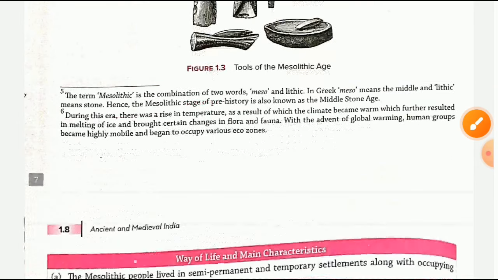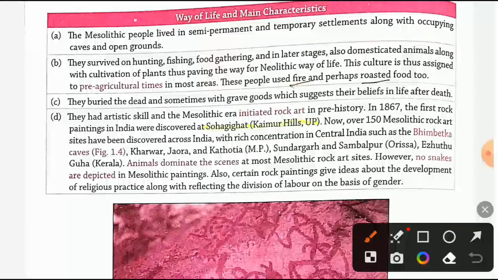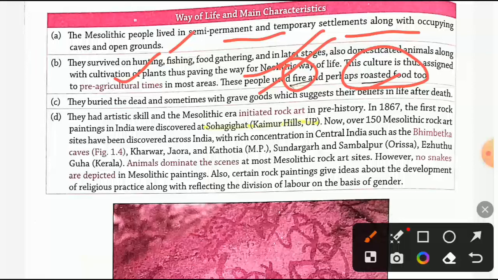Next is, what was the way of life and main characteristics? Mesolithic people lived in semi-permanent temporary settlements, occupying caves and open grounds. This culture is thus assigned to the pre-agriculture time. This period used fire and perhaps roasted food too. So the use of fire came here in the Mesolithic. Fire was used to roast food also. They used to hunt and roast the food.